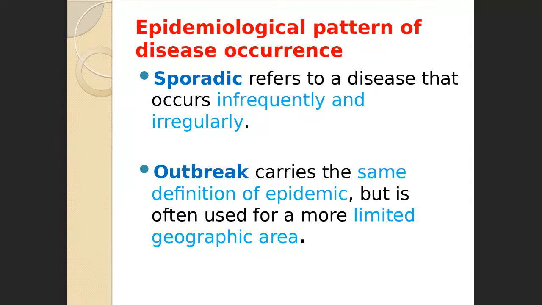طيب sporadic refers to disease that occurs infrequently and irregularly. حالة مثلا تظهر مثلا مكان معين بعد فترة مثلا طويلة تظهر حالة ثانية. This is we consider it as sporadic.